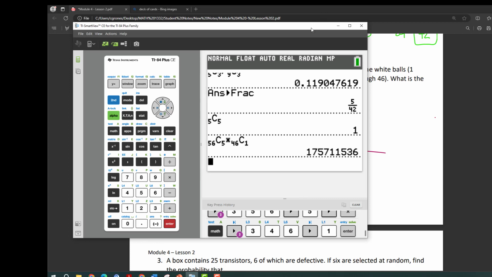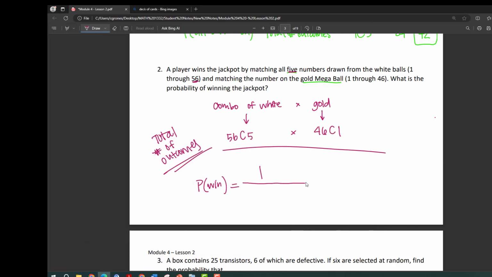So our probability would be 1 over this number, which would be 175,711,536. And that is your answer. So it is a very, very small probability, but I mean, people do win these things.